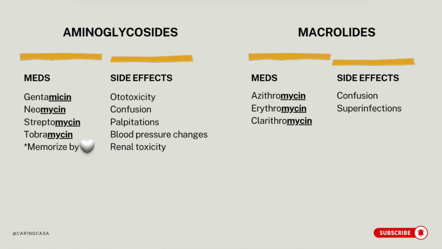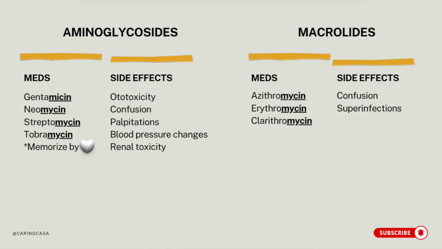Aminoglycosides include gentamicin, neomycin, streptomycin, or tobramycin. Some common side effects for aminoglycosides include ototoxicity, confusion, palpitations, blood pressure changes, or renal toxicity. Some medications that fall under macrolides include azithromycin, erythromycin, or clarithromycin. Some common side effects with the use of macrolides are GI effects, confusion, and superinfections.